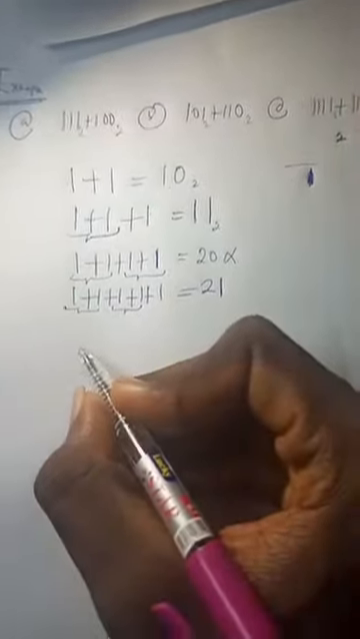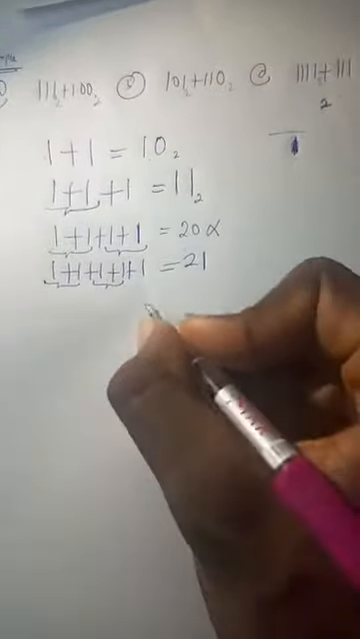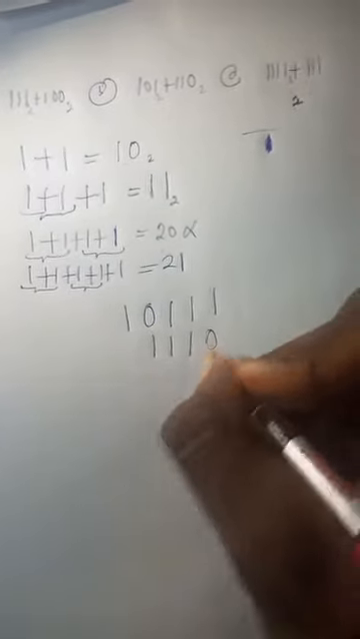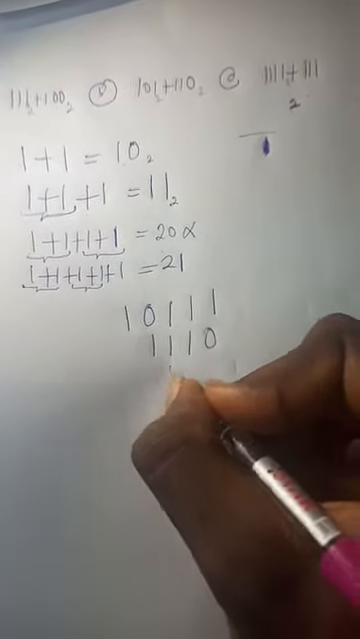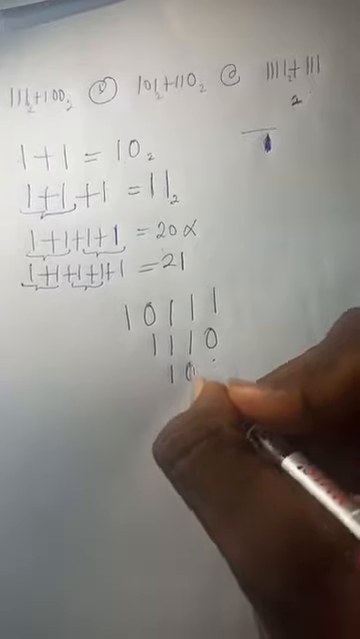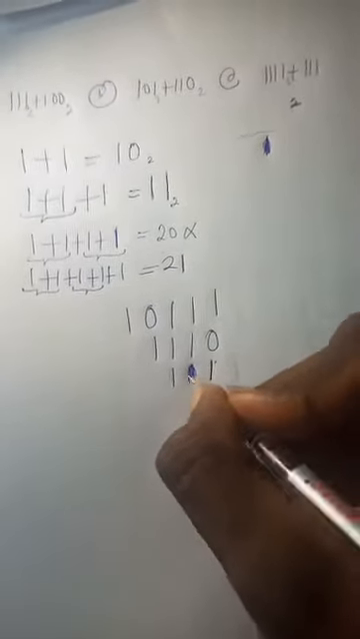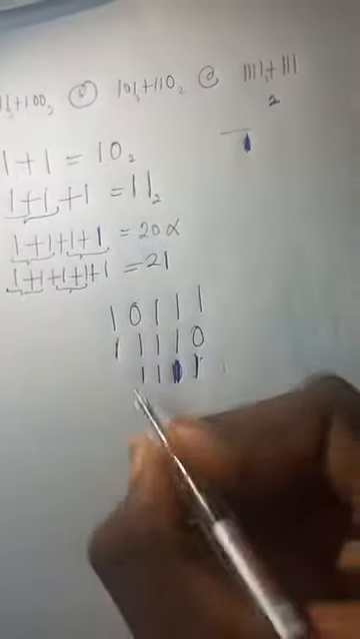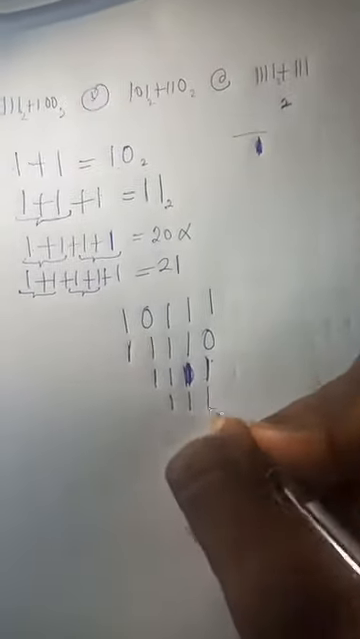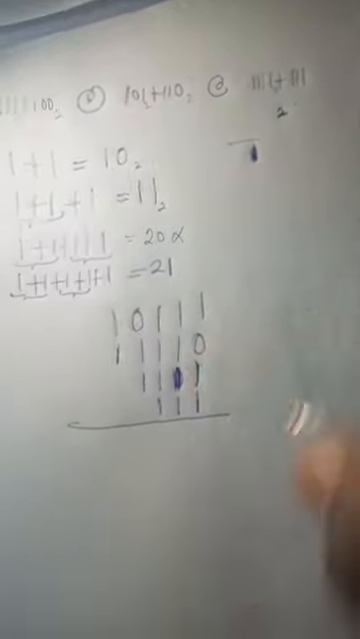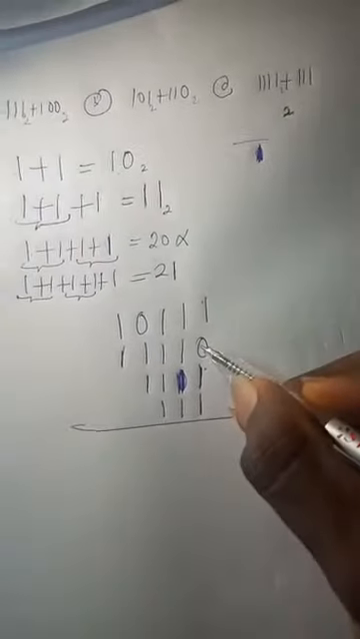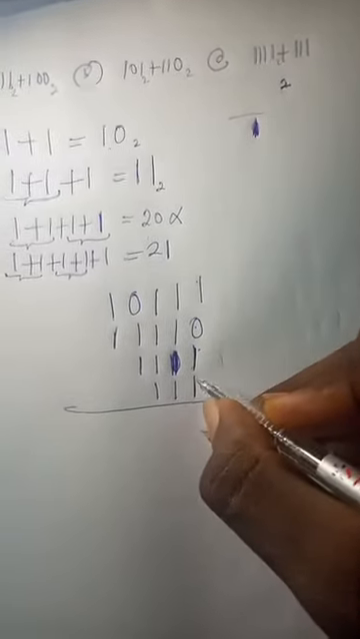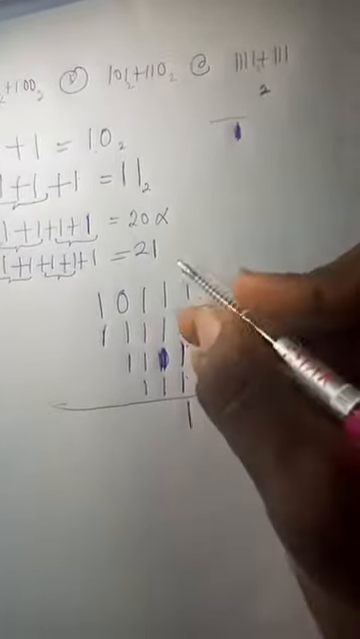But the main question is, what if you have a question like this? 10111, 1110, let's say you have 10. Okay, let me put a 1 here. 111. Let me put a 1 here to make it more complex. Yes. So let's add this together. 1 plus 0 is 1 normally. 1 plus 1, that's 10. Plus 1, that is 11. So you write 1, remainder 1.